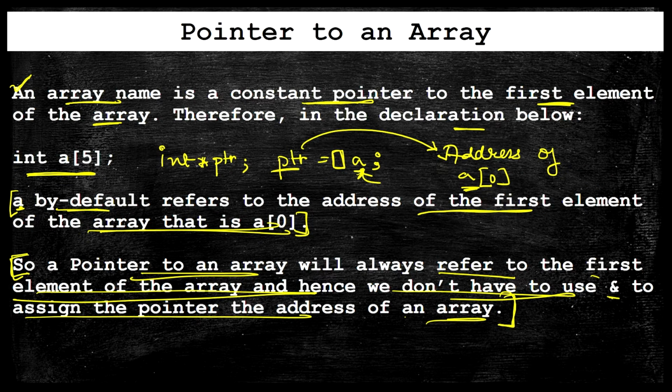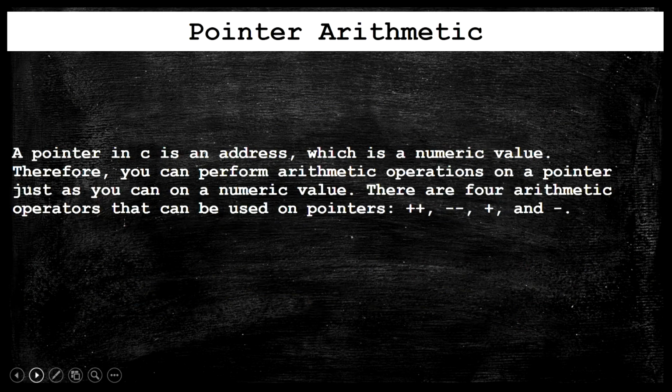So for this reason we do not use ampersand. Why? Because the array name itself always refers to a of 0, that is the first index of the array. Okay, next comes an important thing, that is pointer arithmetic.